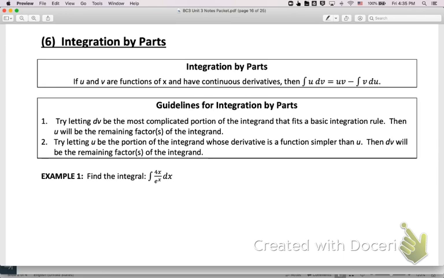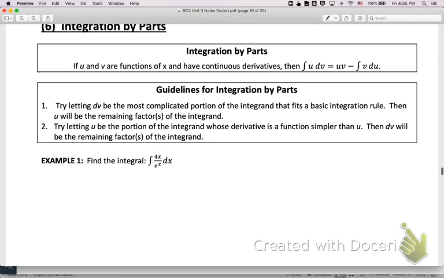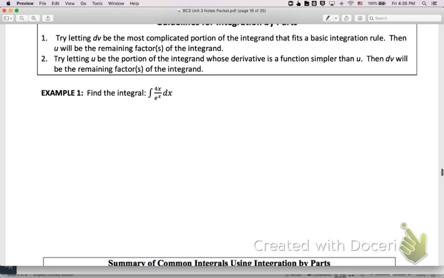So let's look at just a couple of these for today to get us started. We want to find the integral of 4x over e to the x. You could play around with this in u substitution, and you're going to realize very quickly that it does not work. So we have two options. We can let dv be the most complicated part of the integral, or we can let u be the easier part of the integral to take the derivative of.